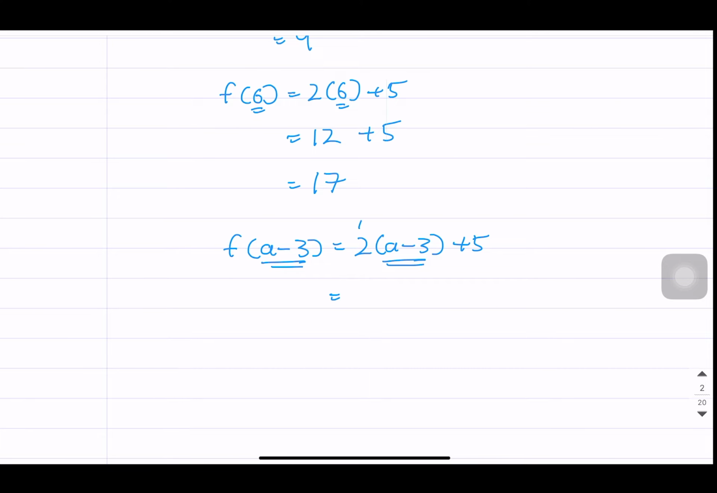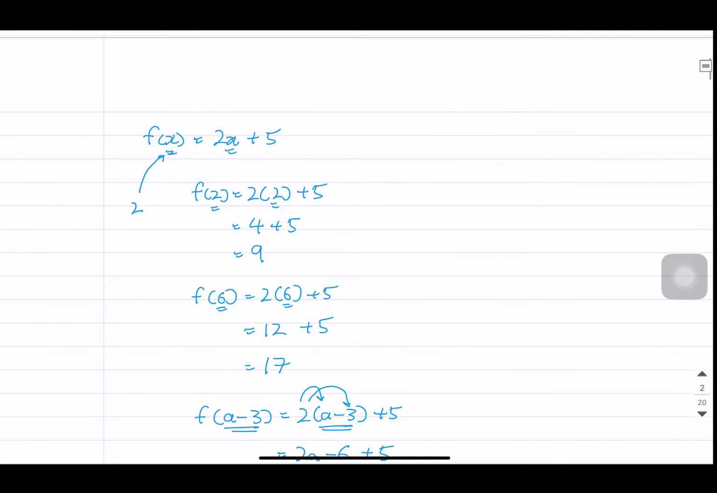You might have learned expansion. So what we're going to do is 2 times minus 3, which is minus 6, plus 5. Then we simplify: minus 6 plus 5 is minus 1. And that's how we figure out a simple function.